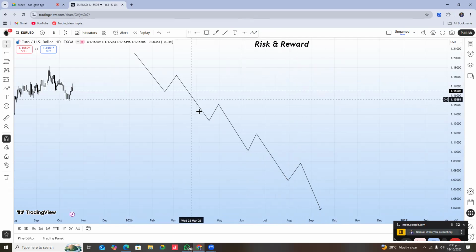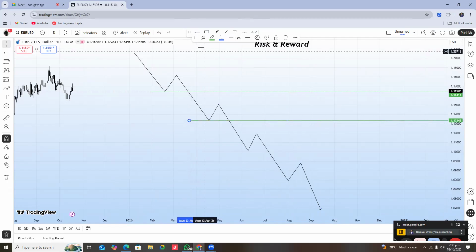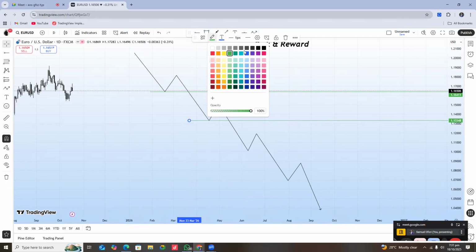So this is a downtrend, and then this is my lower low, my lower high. So this is how I'm going to do the marking. Sorry, let me change this to black so we don't confuse ourselves.